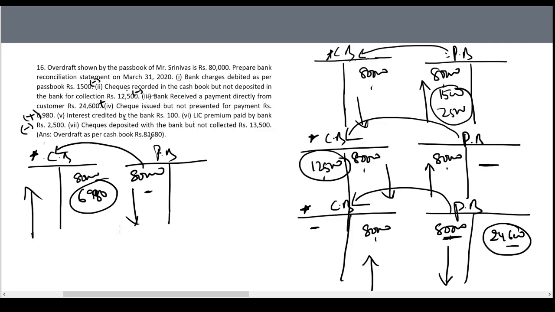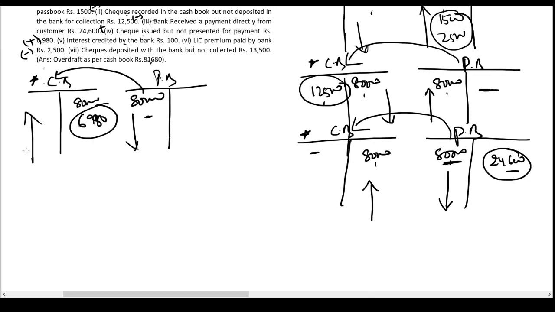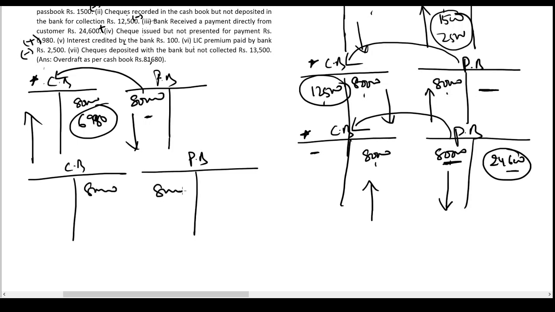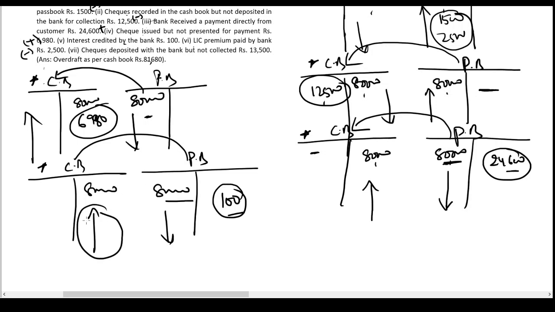Next, interest credited by the bank rupees 100. How to deal with that? Passbook, cash book, 80,000, 80,000. Interest credited in the passbook 100. We started with the debit, there is a credit, so balance will be less here, balance will be more here. I'm starting with passbook, I want to make it equal to cash book. So I have to increase it by 100 rupees. So this item will also be plus 100.